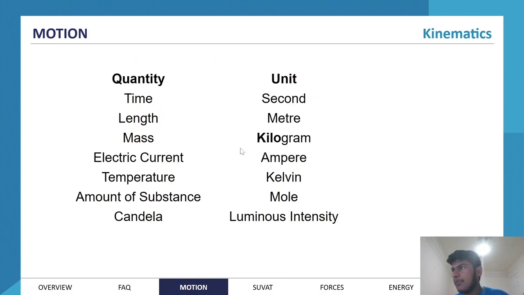Electric current is measured in amperes. Temperature is measured in kelvins. Amount of substance is measured in moles, and if you do chemistry, you'll see more of that. Candela, I believe it's the other way. Luminous intensity is measured in candela.